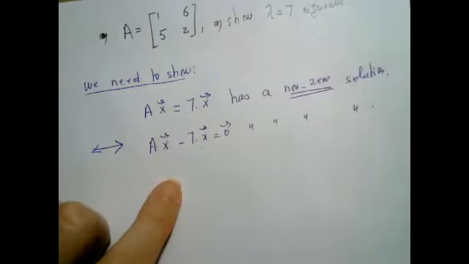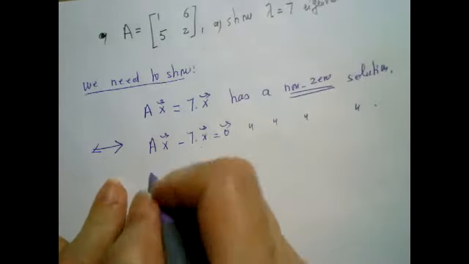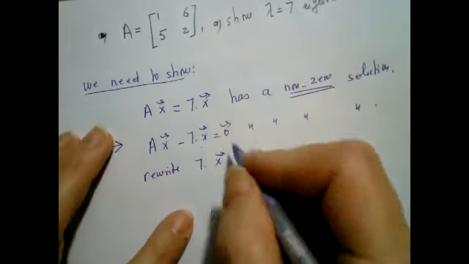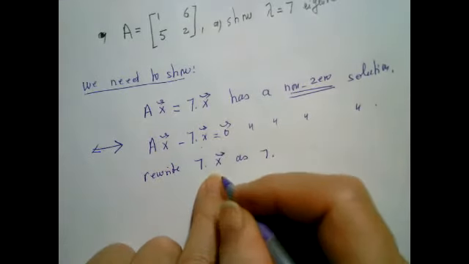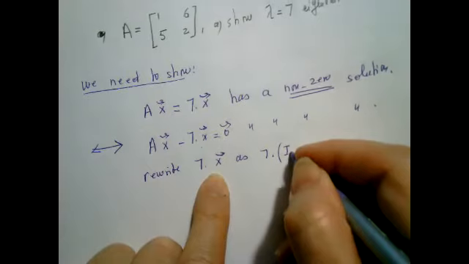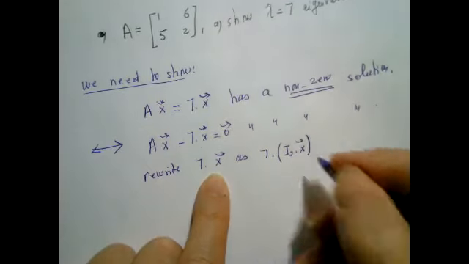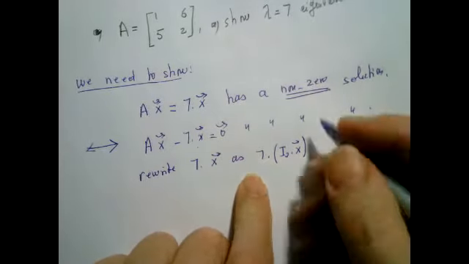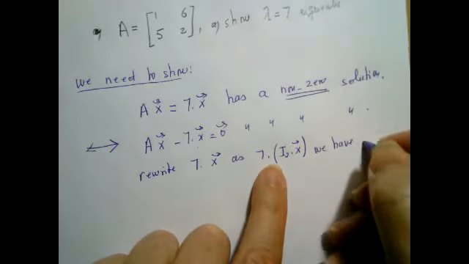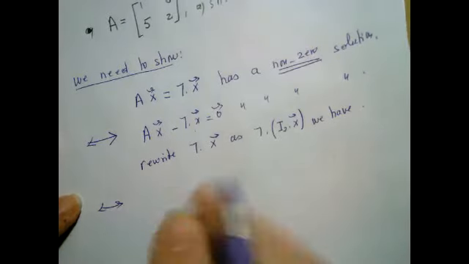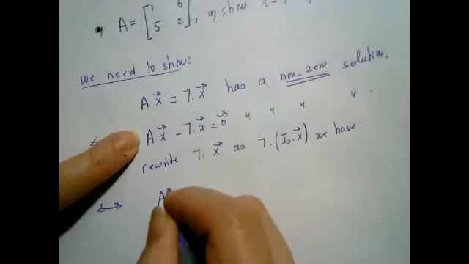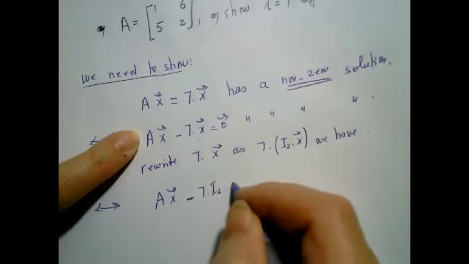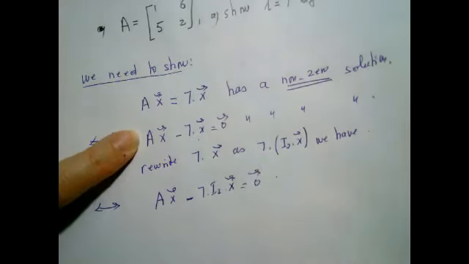So what is the trick to go around this? Here is what we're going to do. We're going to rewrite 7x as follows: 7 times, instead of x, I'm going to rewrite x as the identity times x. And this is correct. Anything times x will give me x itself. So now by doing this, watch what we're getting. That's where the identity is coming from. It means now we have the following: Ax minus, instead of 7x, I'm going to substitute 7 times the identity times x.